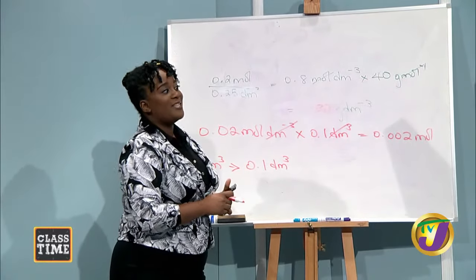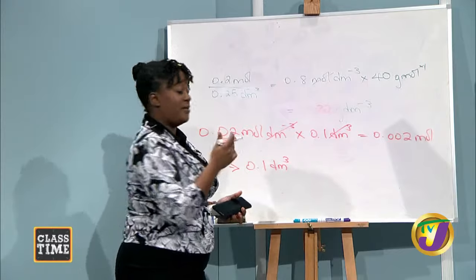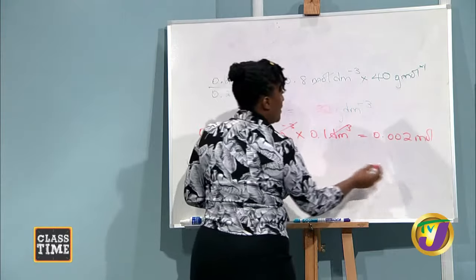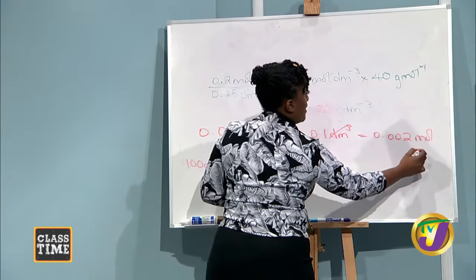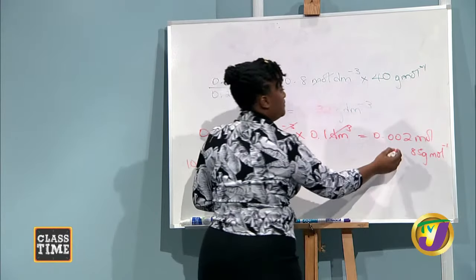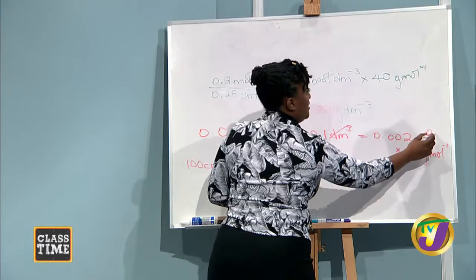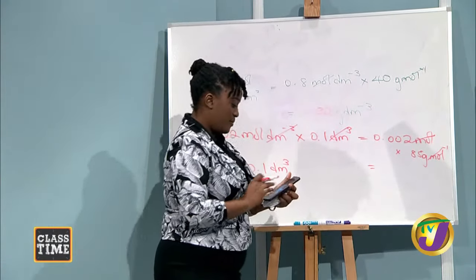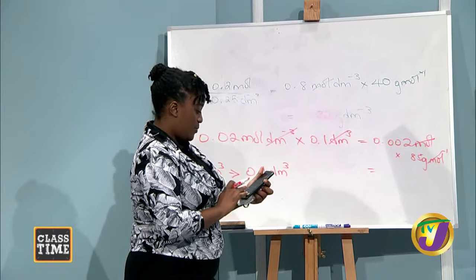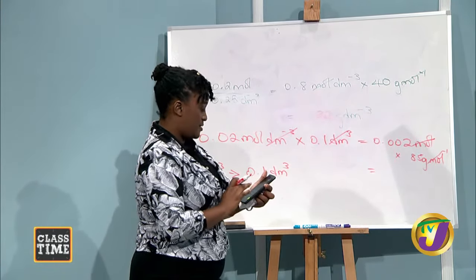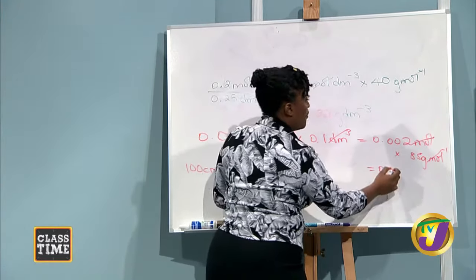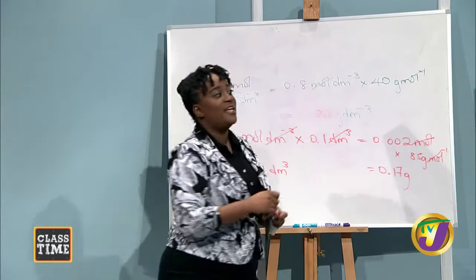Now, the molar mass for sodium nitrate is given in the question, so it's 85 grams per mole. So I need to convert this to grams. So I have 85 grams per mole. So I need to multiply that again so that these two will cancel, and my answer will be in grams. So 0.002 times 85, my answer is 0.17 grams. Yay.